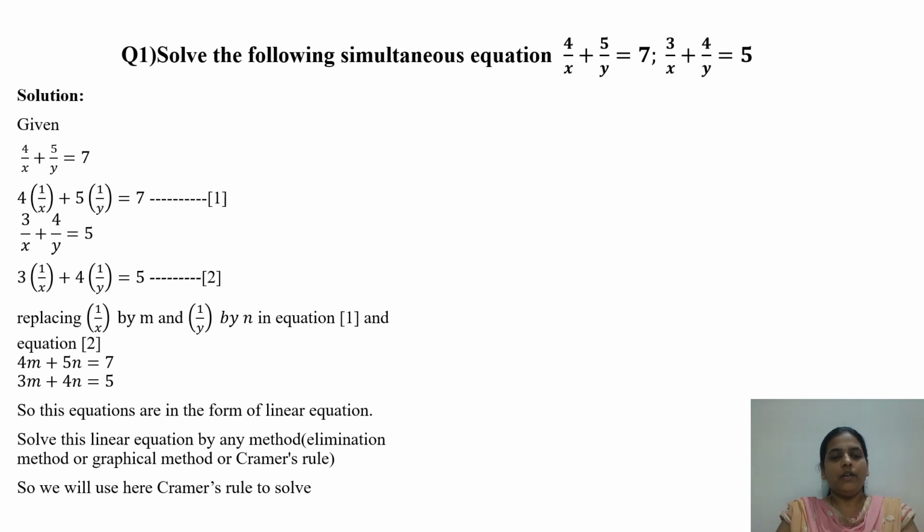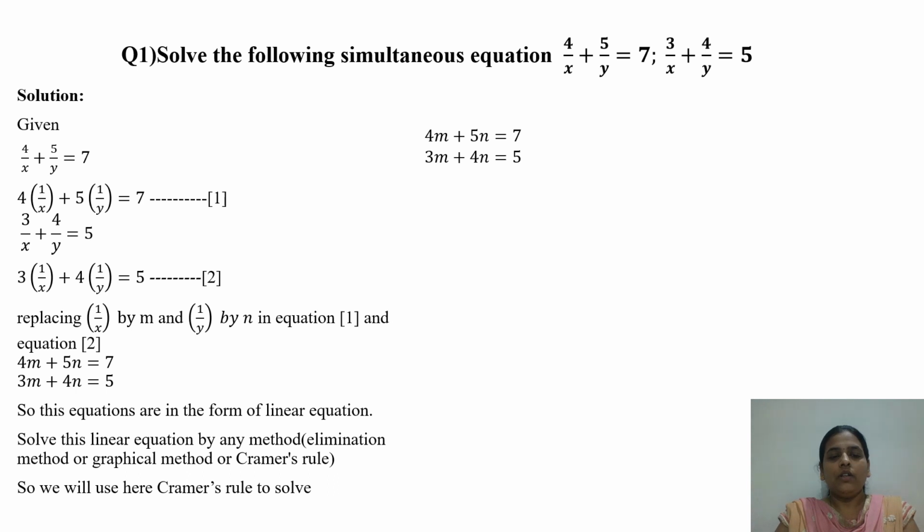As we studied earlier, how to use Cramer's rule to solve simultaneous linear equations. Next, write down the given equations as they are, that is 4m plus 5n is equal to 7. Next, 3m plus 4n is equal to 5. So what is Cramer's rule? Cramer's rule is used for solving linear equations in two variables.